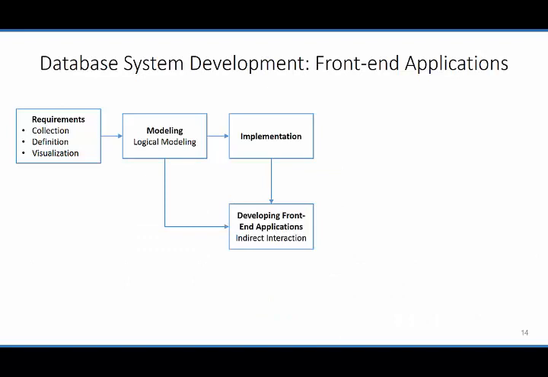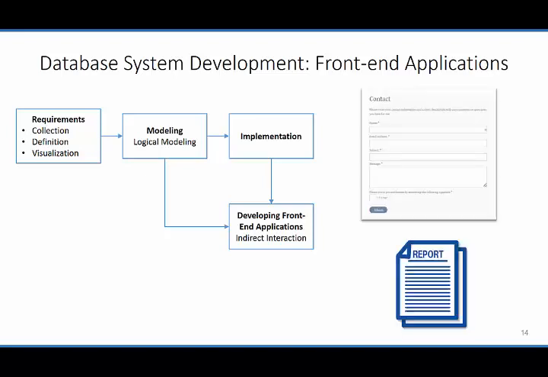The next step is to develop front-end applications. We could develop this after the database is completely done, or we could develop in synchronization as we're going through the implementation phase. A front-end application is basically the application that users interact with that is connected to the database so that you can have that indirect interaction. As we go through this course, we're going to talk about PHP and how to connect to our database and build a web application that will allow us to make that connection. So for example, we have forms and reports that are created that give us a general understanding of what we're going to do with this data.